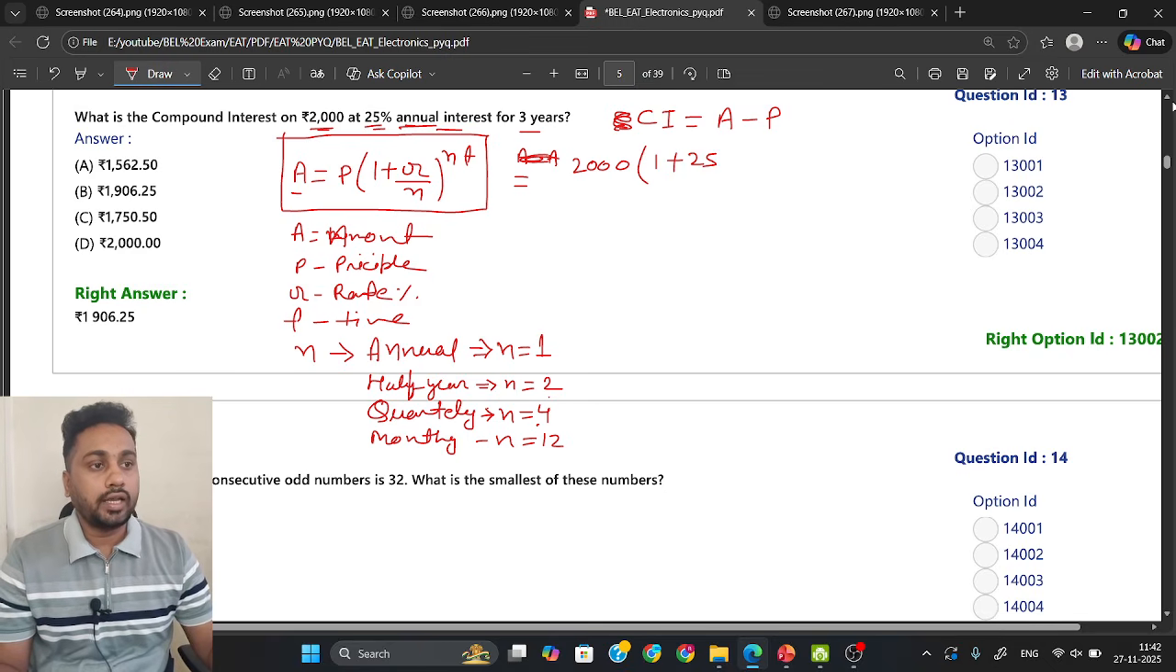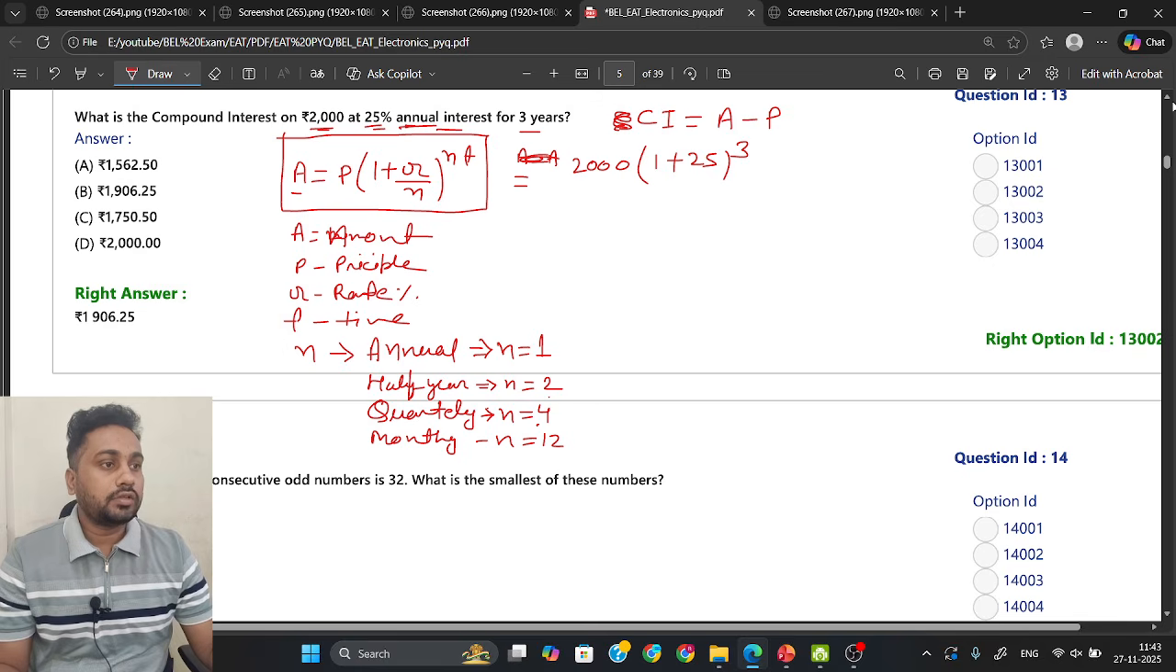Okay, and N is annual, so we need to put 1. So no need to write 1 here only. Divided by 1, 25 by 1 is 1 only. Okay, then N is also 1 and T we have 3. So 1 into 3 is 3 only, so we can write simply 3 here.